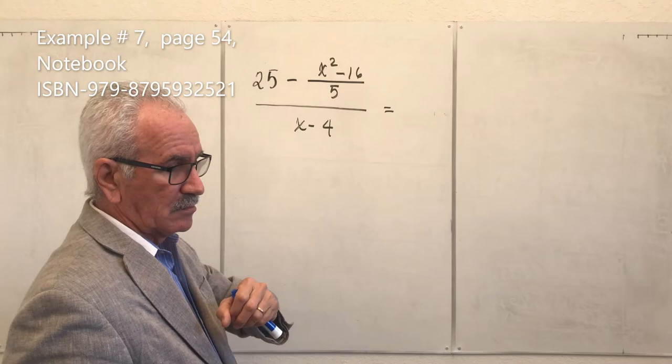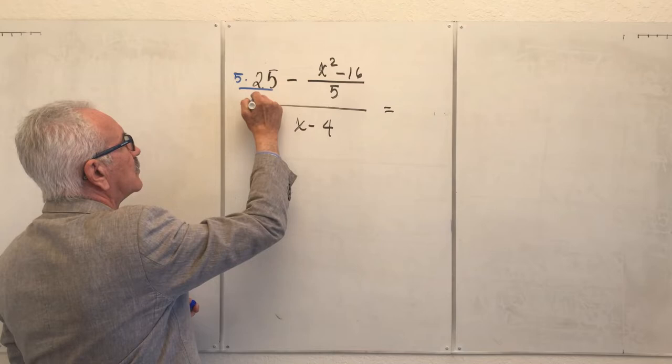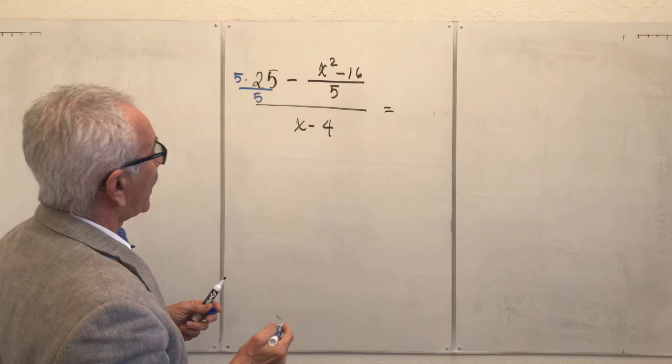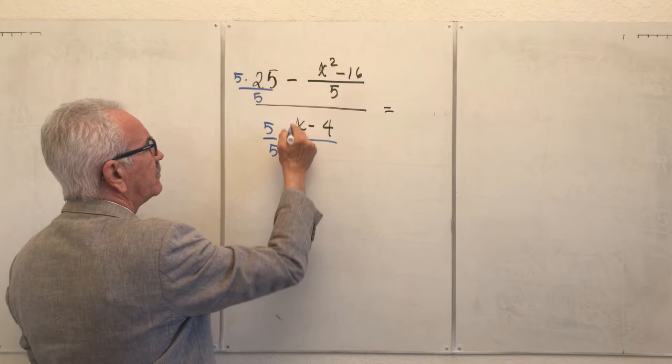So the first thing, we need on the numerator a common denominator. It can be created by multiplying and dividing 25 by 5. By the same way, if we want to consider that we have a general common denominator, we can divide by 1 and multiply by 5 and divide by 5. This is one way.